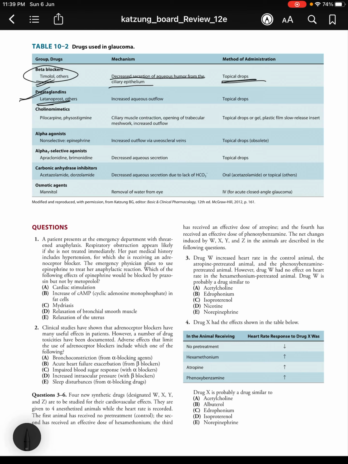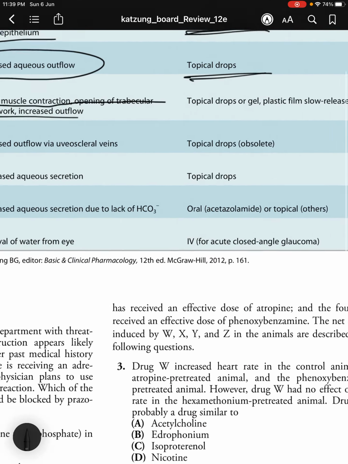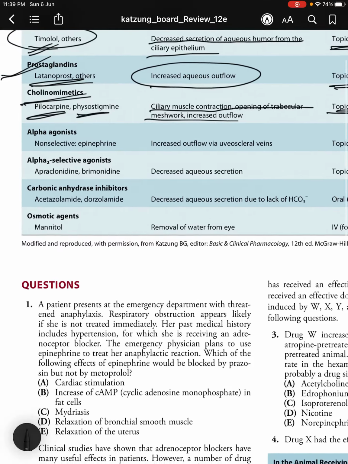Now prostaglandins, we have latanoprost and others which increase the aqueous outflow, and they are also topical drops. We have cholinomimetics such as pilocarpine and physostigmine, which cause ciliary muscle contraction, opening of the trabecular meshwork, and increased outflow. Again, they are topical drops or gel or plastic film slow release inserts.